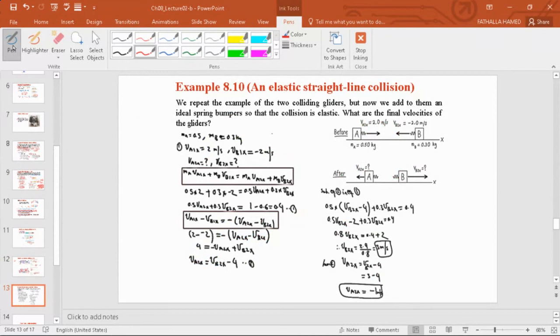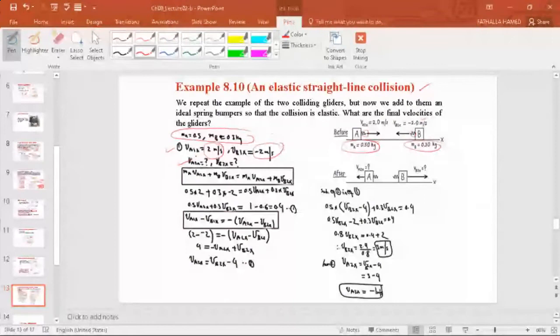So let's deal with an example where we deal with elastic collision. We repeat the example of the two colliding gliders, but now we add to them ideal spring bumpers so that the collision is elastic. What are the final velocities of the gliders? It's the same situation, 0.5, 0.3, 2, and -2, but we're adding springs here, and that will give us an elastic collision. Initially, VA1X is equal to 2, moving to the right. VB1X is equal to -2, moving to the left. And they ask us to find VA2X and VB2X.